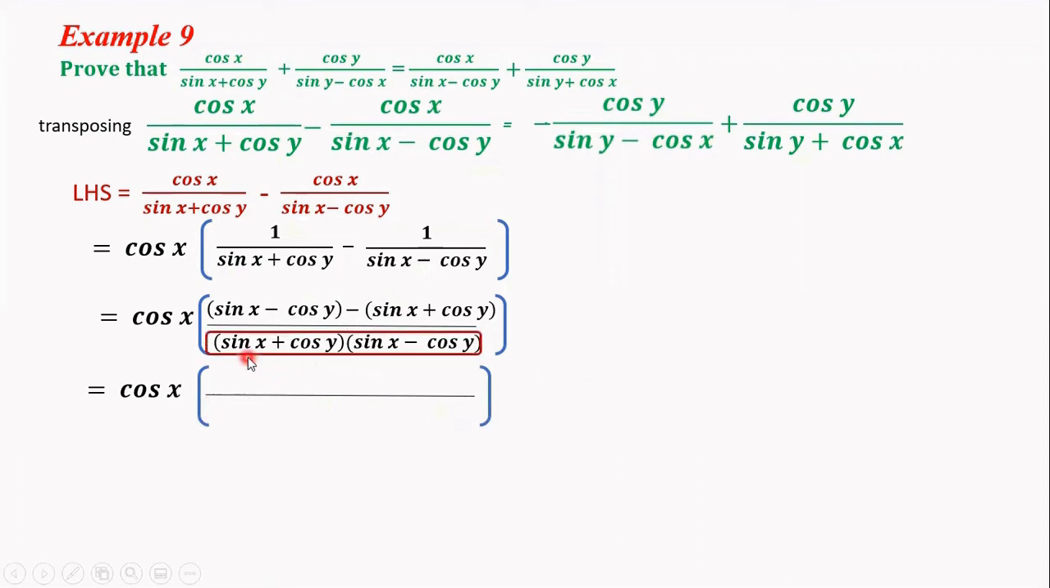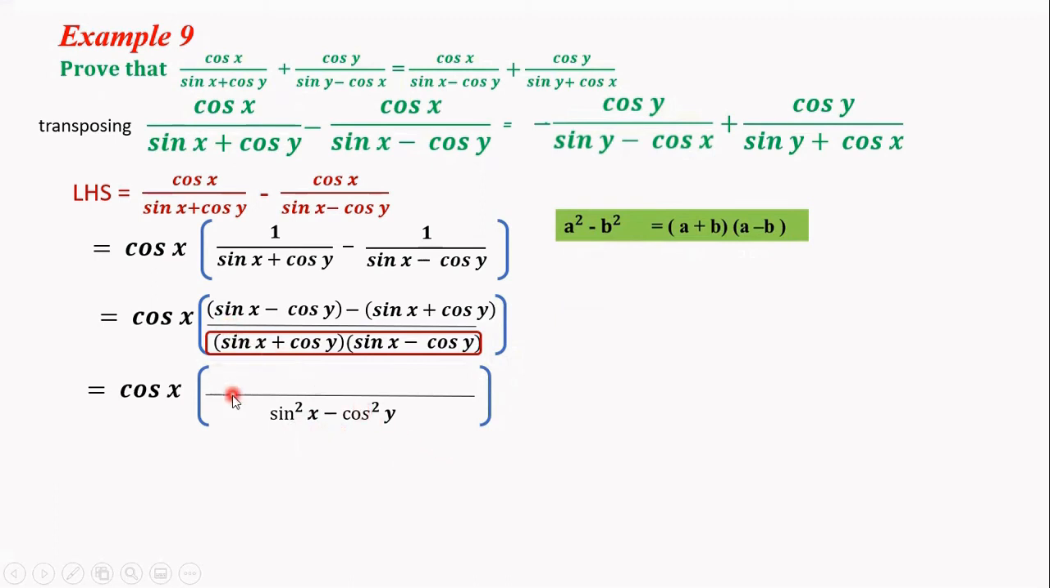this denominator part is in the form of a plus b, a minus b. We know the formula: a square minus b square has the factorization a plus b, a minus b. So while comparing this part, it is in the form of a plus b, a minus b, so we use a square minus b square. This is sin square x minus cos square y.